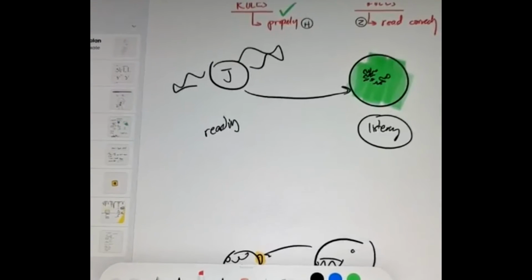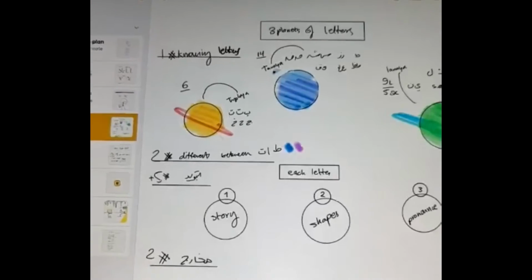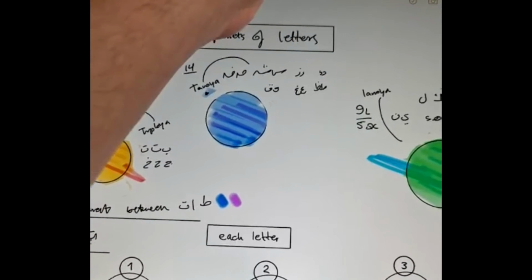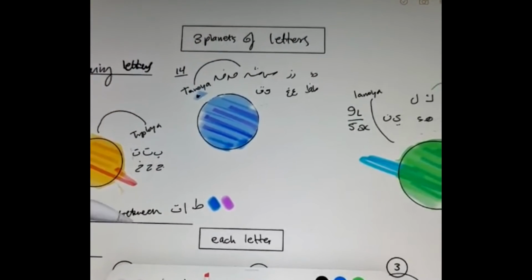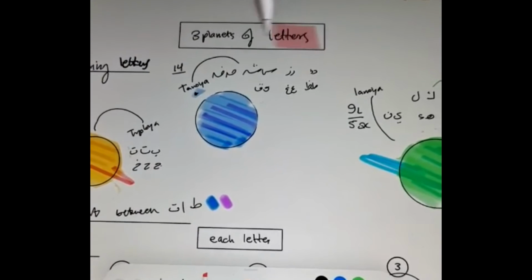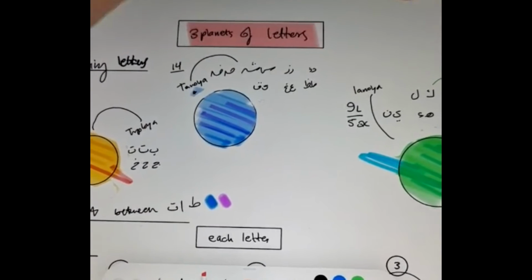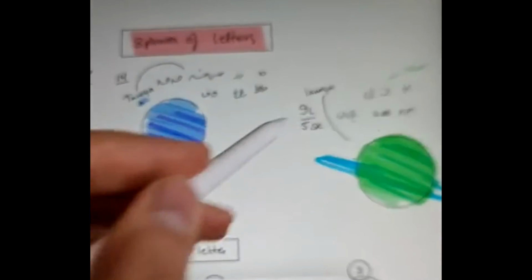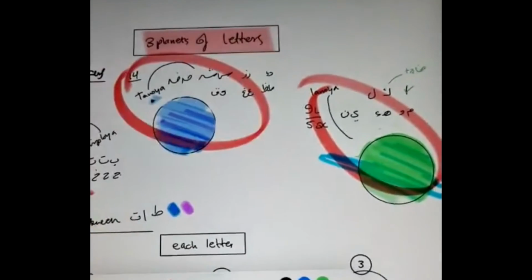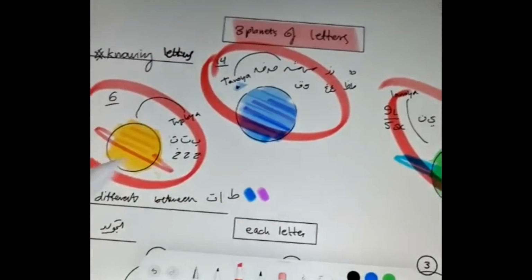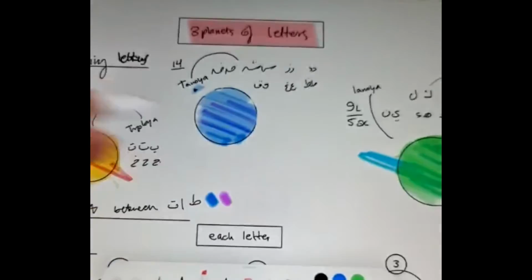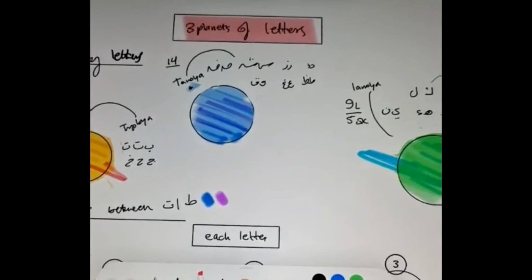So here's a plan. Let me show you exactly what we are going to do here. We are going to start off by learning letters. We are going to learn 3 different types of letters. The reason I divided them into 3 different types is because I want to make it easy for you. I want you to recognize these letters very easily. So we have 3 different planets and the 3 different types of letters that live on them.